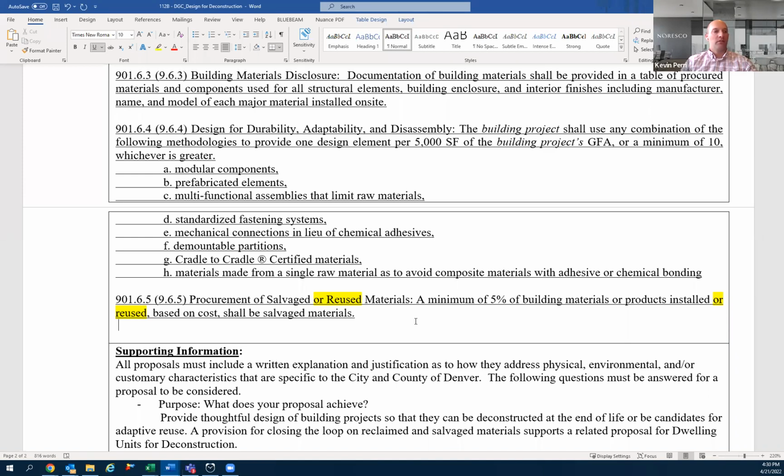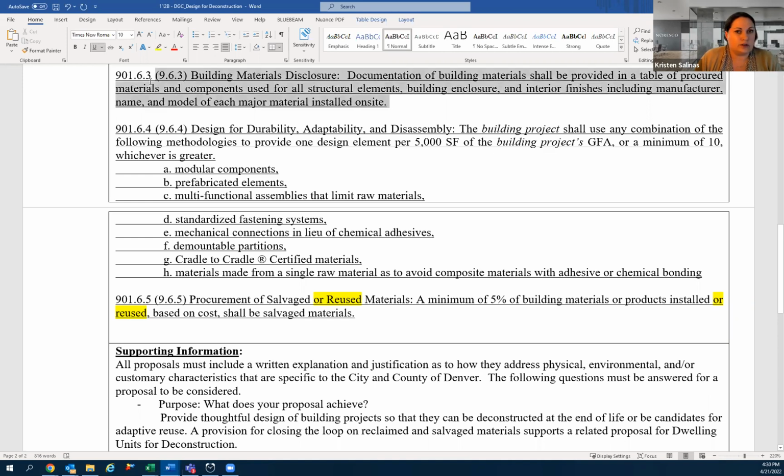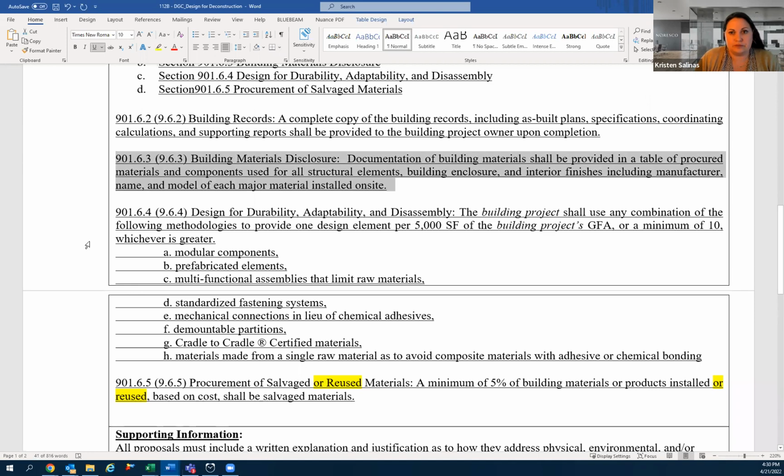Next hand we have is Kristen. I just wanted to ask a question about the BIM model, and if the quantities are in the BIM model, and if that would help with part 3 of this, 9.6.3 about building materials disclosure. Let's see, Jonathan, I think originally that was your idea. You want to comment?